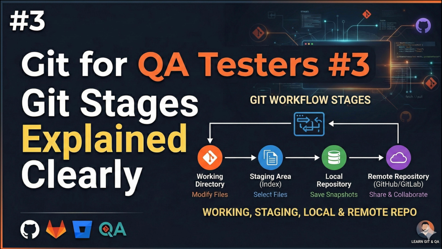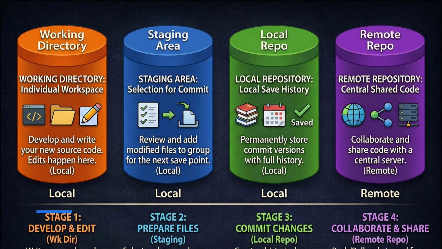So let's begin. Git basically works in four main stages. The first one is the working directory. The second one is the staging area. Third is the local repository. Then finally we have the remote repository. Now, think of it as a flow of changes moving step by step through the different stages. Let's understand each stage deeply.